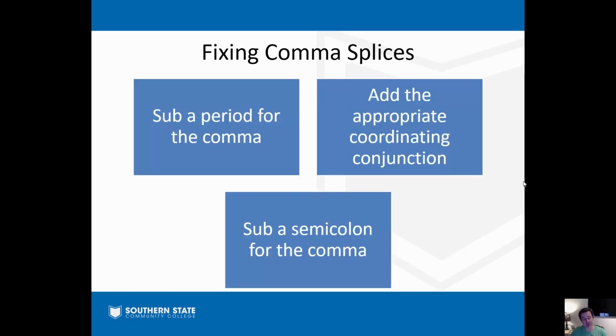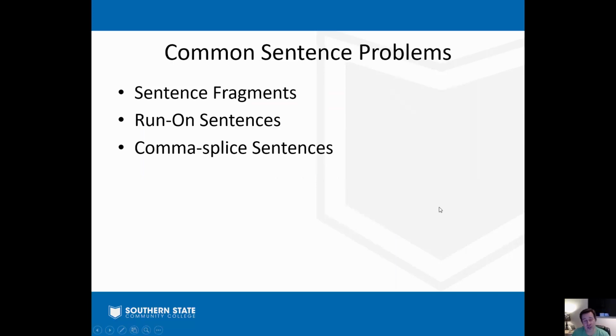So slide 8 here. In summary, we have a few options for fixing comma splices in our writing, very similar to how we fix a run-on sentence. We can sub a period in for the comma. We can add the appropriate coordinating conjunction in there, or we can sub a semicolon in for the comma. And again, I'm not really a semicolon type of guy. Maybe you are, or girl, as the case might be.